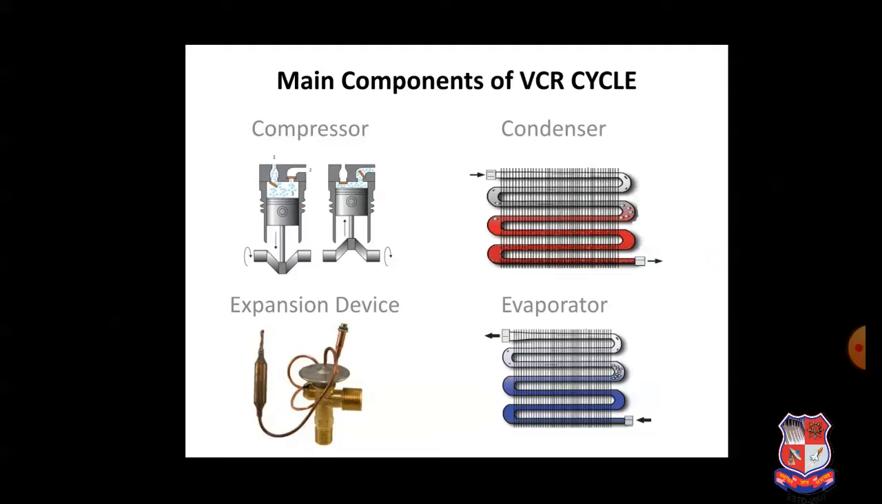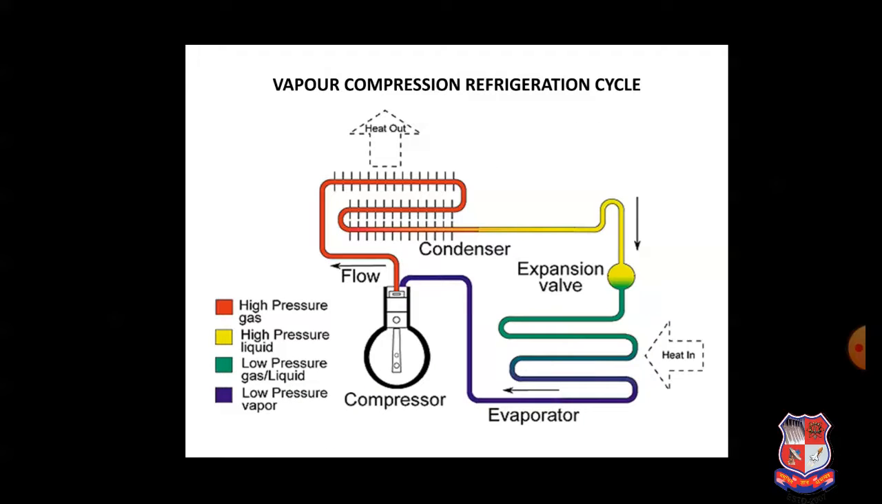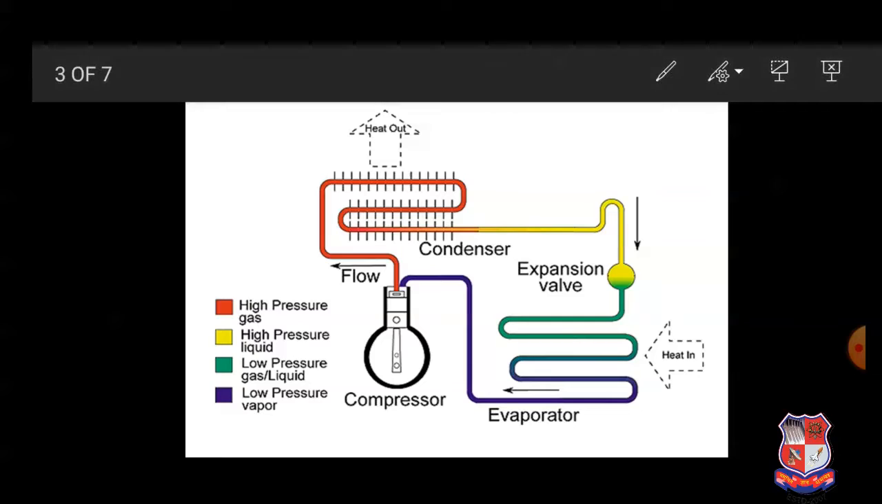Now we are going to discuss the evaporator. Evaporator is also one type of heat exchanger. The function of the evaporator is to absorb latent heat from the cooling space. At that time, the liquid refrigerant is evaporated and changed into vapor refrigerant. Now we are going to discuss the vapor compression refrigeration cycle.